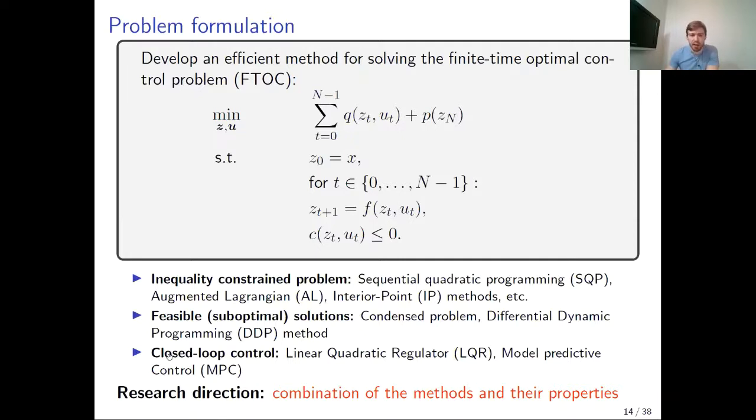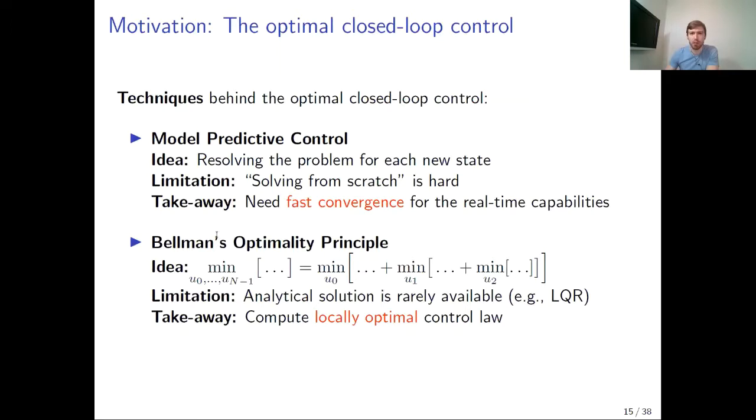So let's start with the last one, which is the optimal closed loop control. In model predictive control, we usually resolve the problem for each new state to get an update to our optimal control guess.